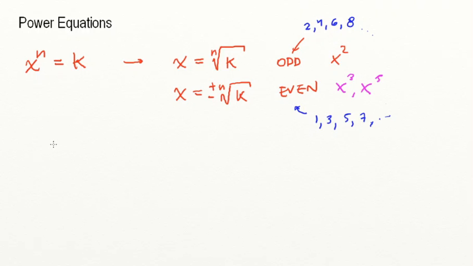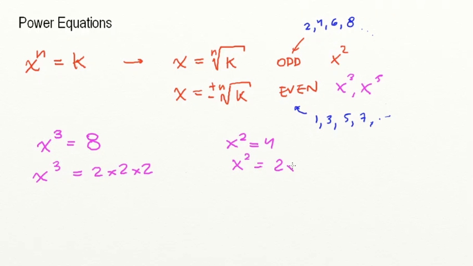Now, let's see. So what if I had x to the power 3 is 8? So what three numbers, the question is, what three numbers can I multiply to get 8? That's 2, right? X to the power 3 is 2 times 2 times 2. Now, when we had x squared equals 4, we thought, well, x squared could be 2 times 2, but it could also be negative 2 times negative 2. Right? Both would give us 4.